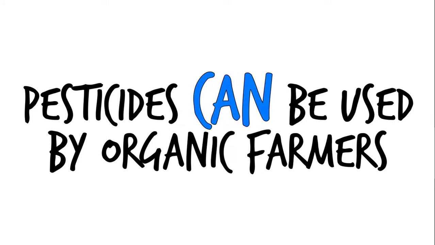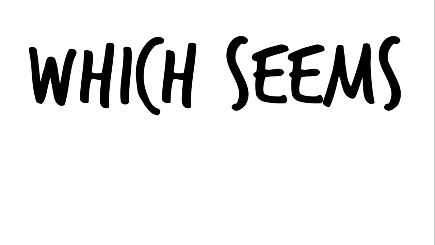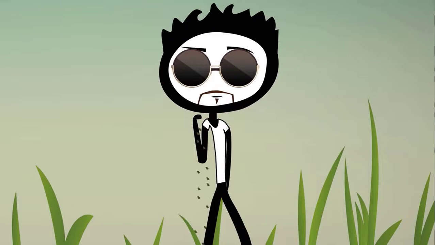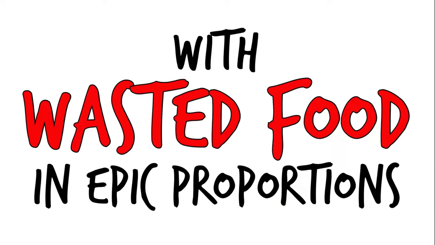Now I should clarify, pesticides can be used by organic farmers on crops, just as long as they are derived from natural sources and are not synthetically created, which seems reasonable, because mass-producing crops without any pesticides would be a nightmare with wasted food in epic proportions.